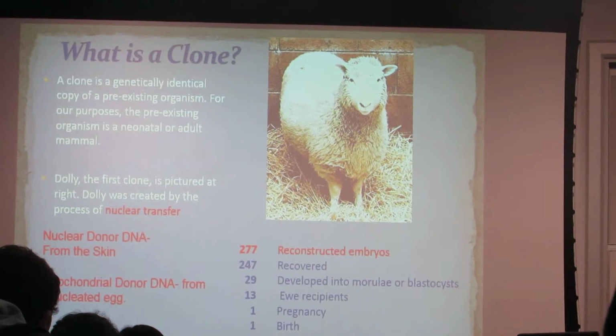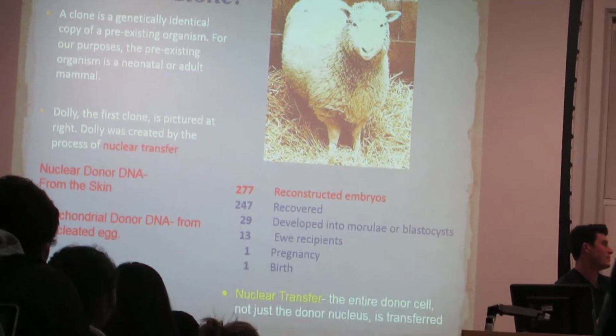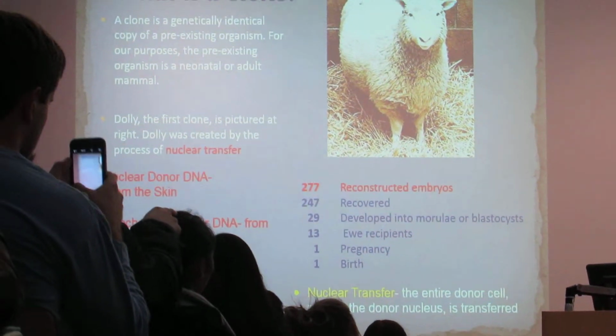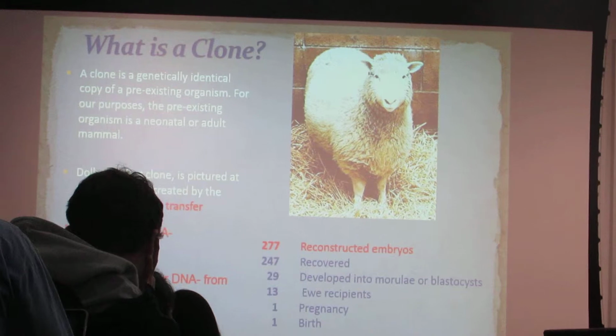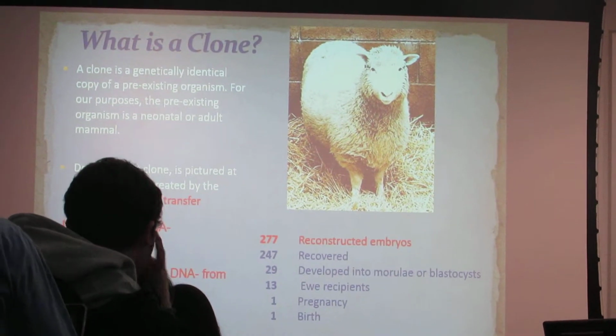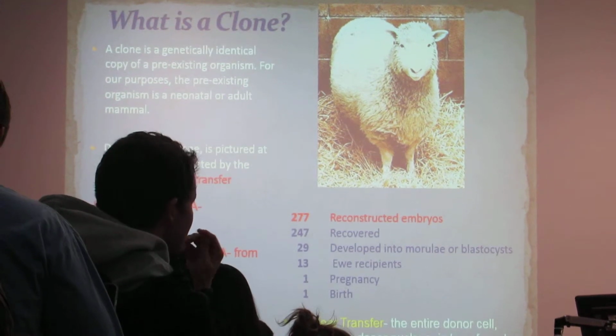And so these are the numbers. A little bit important. I'll look at them. It really gives you an idea of how many trials they had to do before getting to one term. So they had 277 reconstructed embryos. So meaning when they took the enucleated egg and then at least only one birth. So it took all of that to get done.